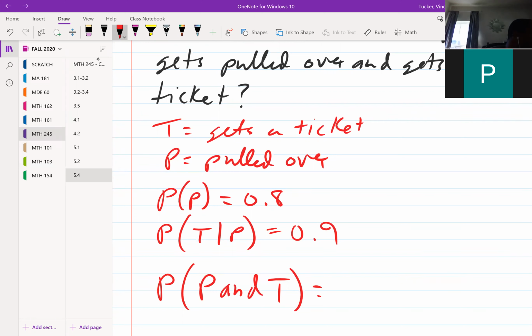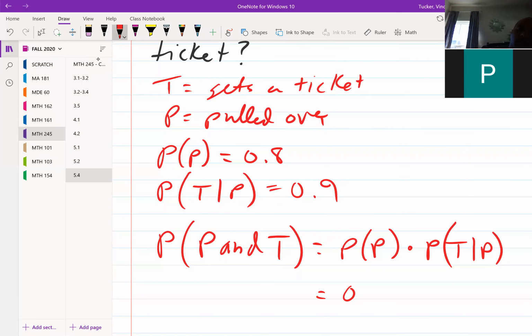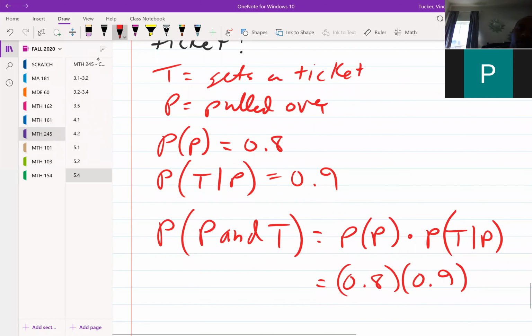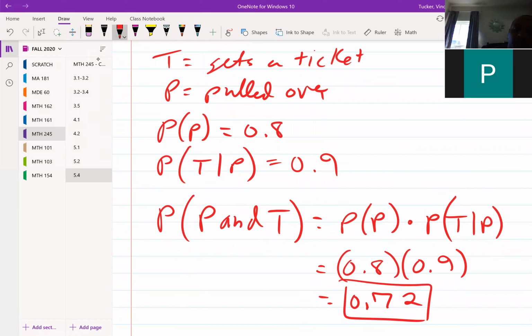So according to the general multiplication rule, I can do the probability of getting pulled over times the probability of getting a ticket, given that I was pulled over. And that'll be 0.8 times 0.9, which is 0.72. All right, that's it.